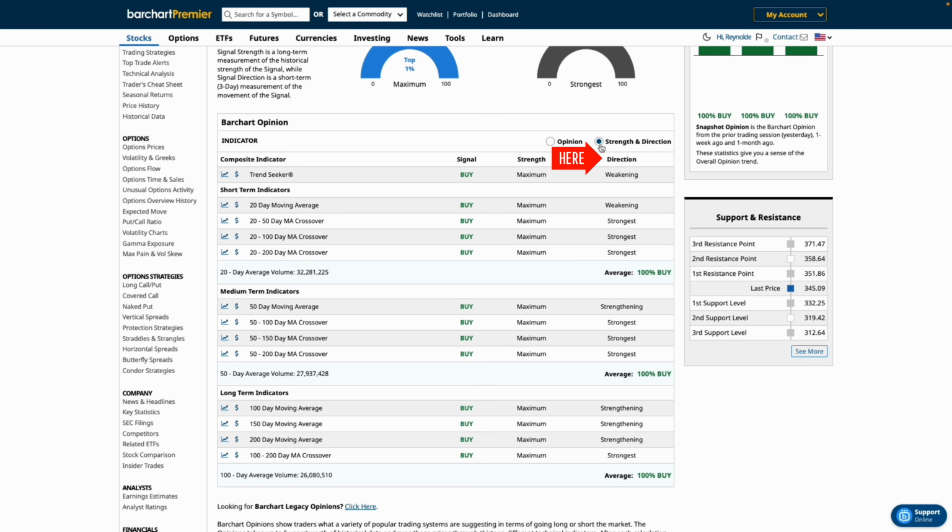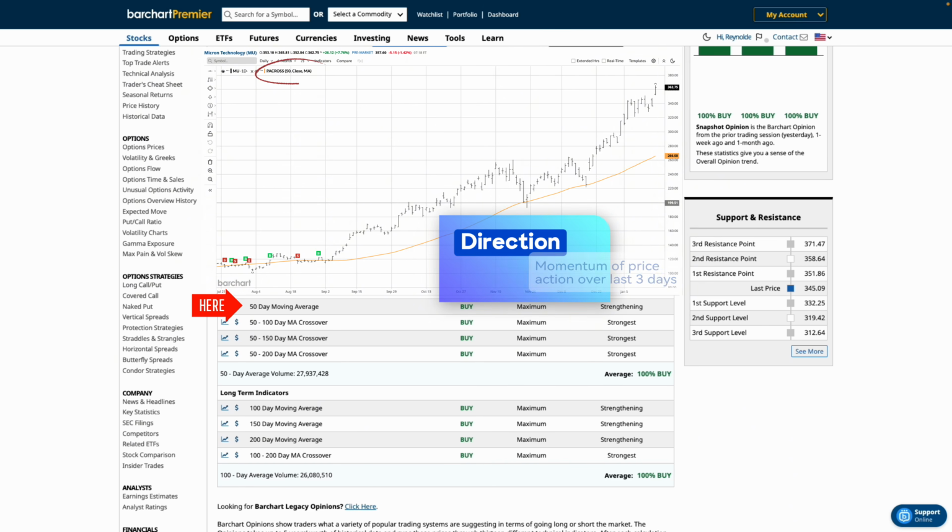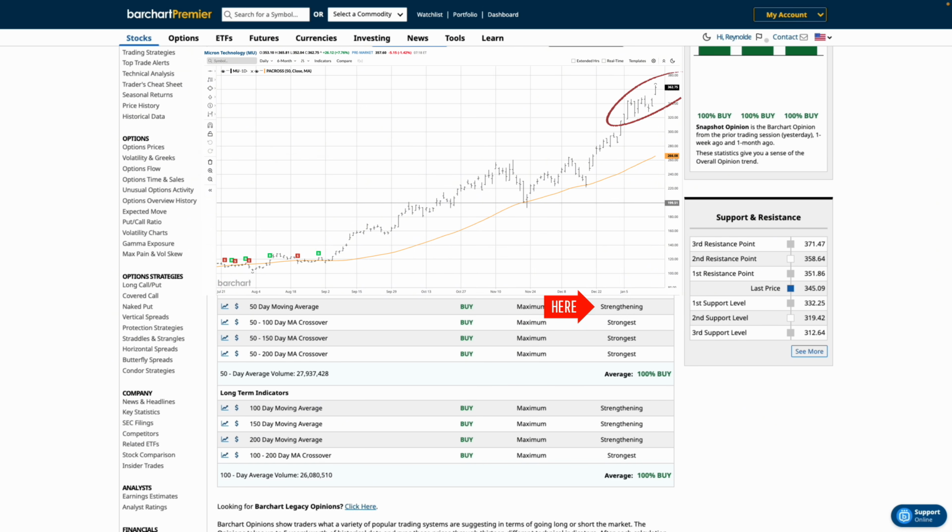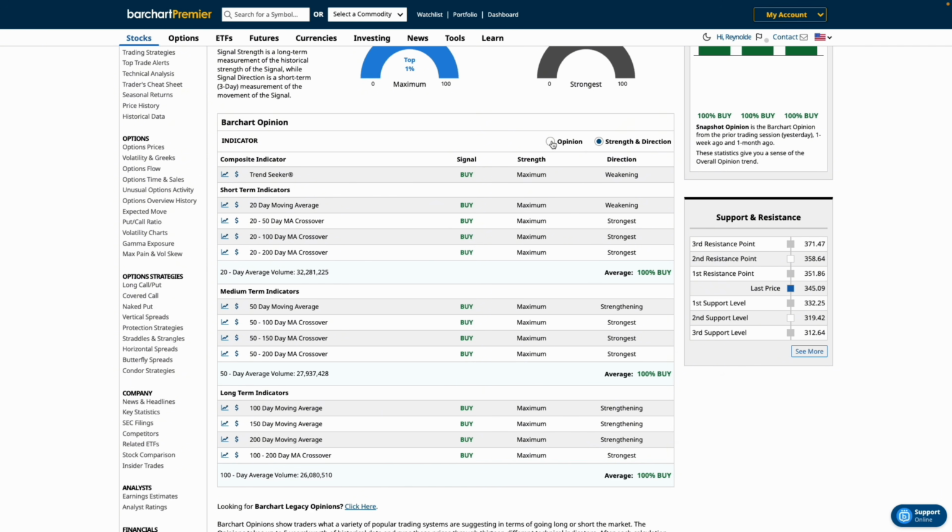Now, direction is a short-term calculation. It looks at the last 3 trading days and tells us whether the price action is moving more strongly or weakening towards the current signal. So if the signal is a buy, direction shows whether recent momentum is strengthening and reinforcing that buy or starting to weaken. So instead of manually checking every indicator, you can quickly see how price is behaving across multiple time frames in one place.